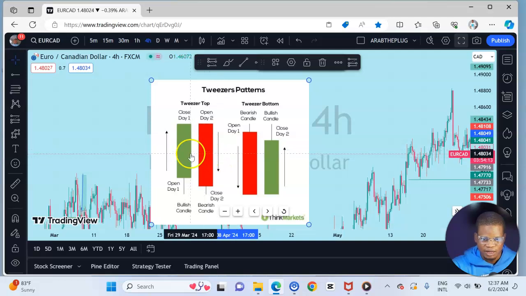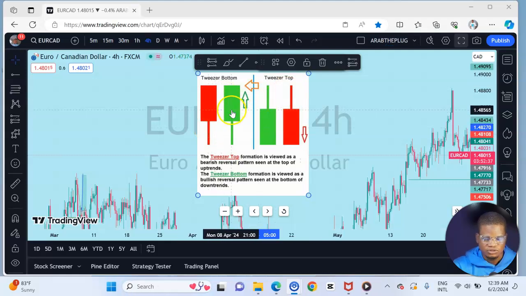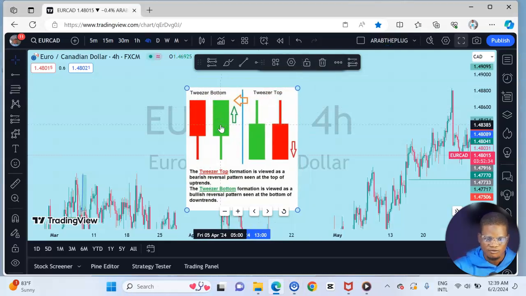When you say tweezer bottom, you see that both candles have almost the same size, even though it may not be exactly the same size. And they must have a wick to the downside for tweezer bottom, and they must have a wick to the upside for tweezer top. That's why we call them tweezer. A tweezer top formation is viewed as a bearish reversal pattern seen at the top of the uptrend.